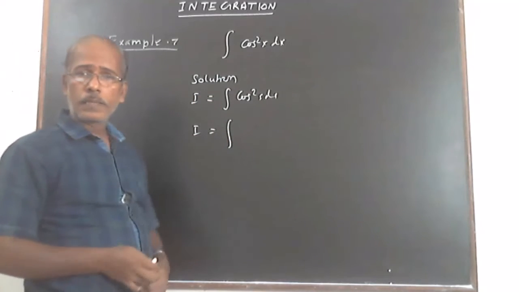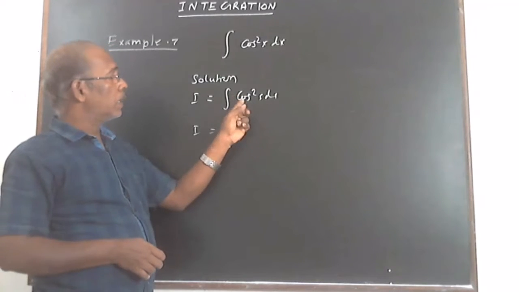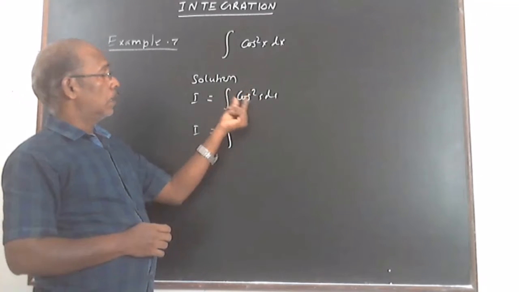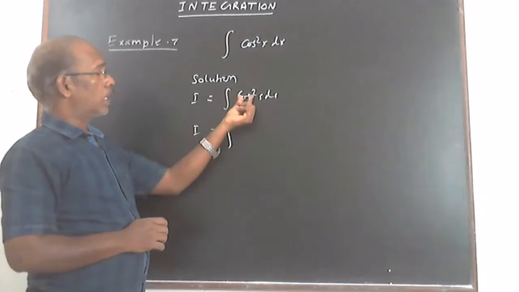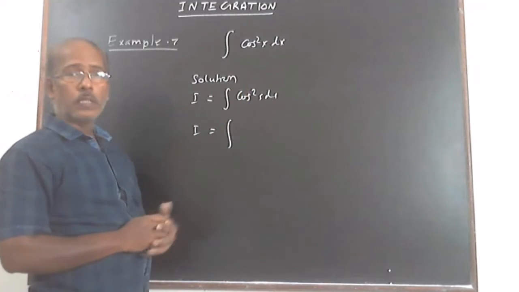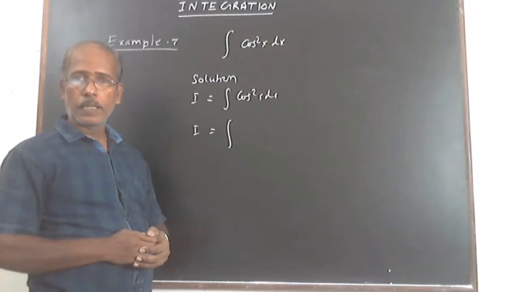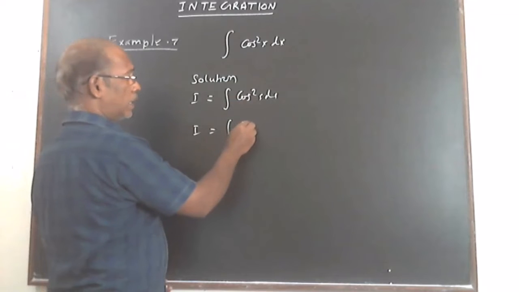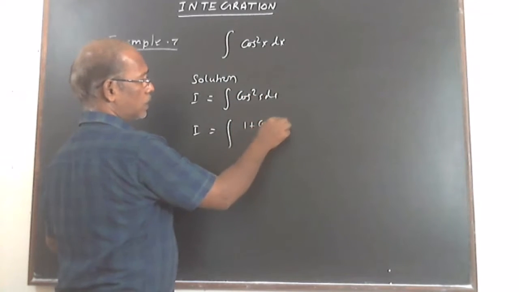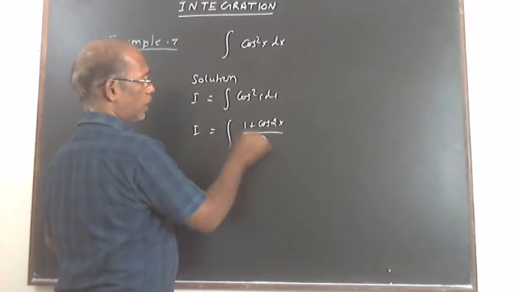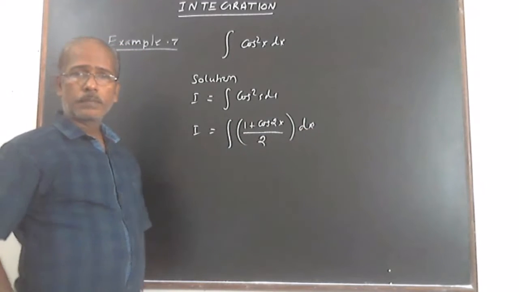Using identities, we do not have any straight formula to integrate cos square x. The degree is more than 1, it is not linear, it is quadratic. So the quadratic should be converted into linear using suitable trigonometric identities. What is the relevant identity? Cos square x equals (1 plus cos 2x) by 2. You should have learned this already from 11th standard trigonometry.